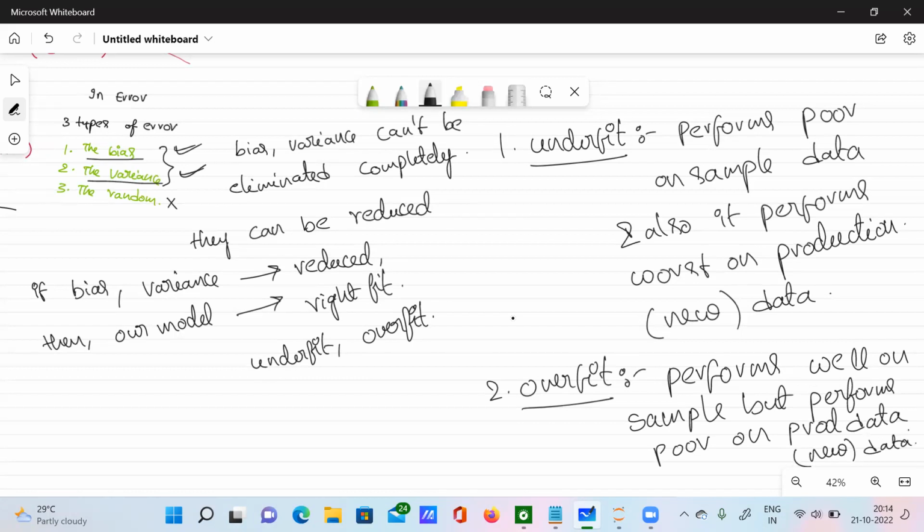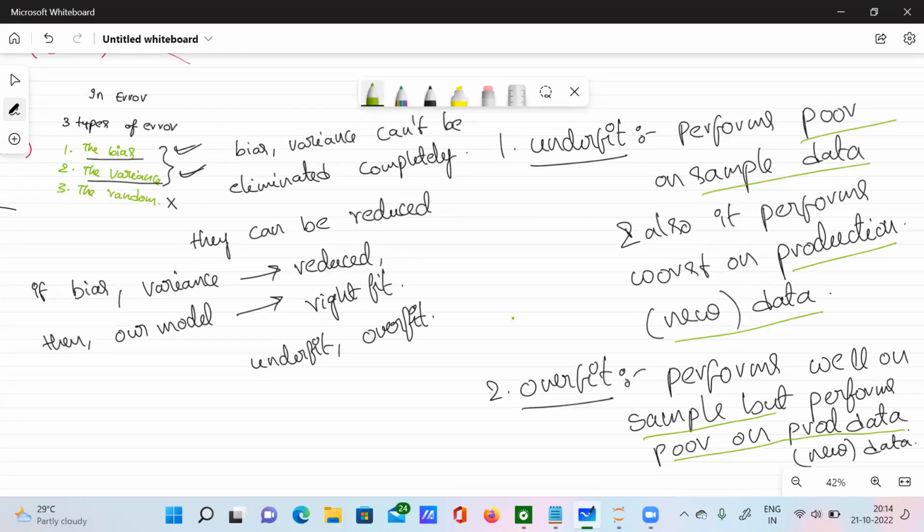So this is the scenario for the underfit and the overfit. Underfit is nothing but our model performs poorly both on the sample data and on the production data, which is the new data. And what is meant by overfit here? Overfit is where our model performs well on the sample data, but performs poorly on the production data, which is new data. So this would be the overfit scenario, and this would be the underfit scenario.